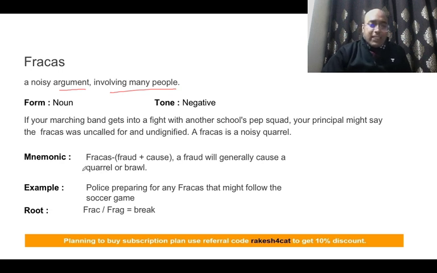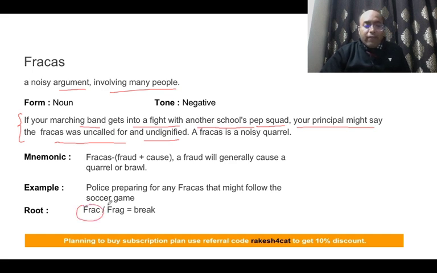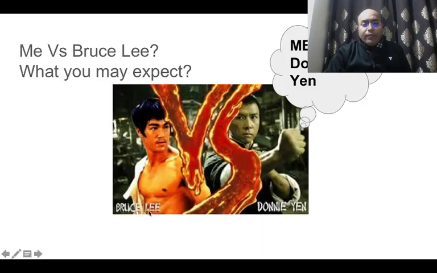So it says that there's one situation. If your marching band gets into a fight with another school's prep band, your principal might say the fracas was uncalled for and undignified, right? So fracas. We also have word roots FRAC and FRAG. They mean break. FRAC, FRAG, they take us towards break.